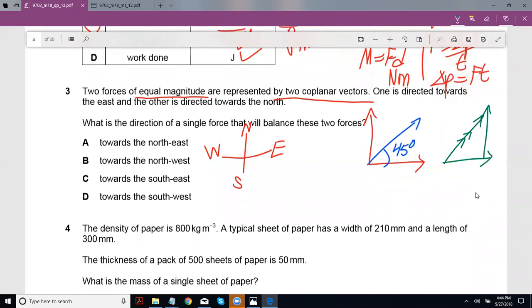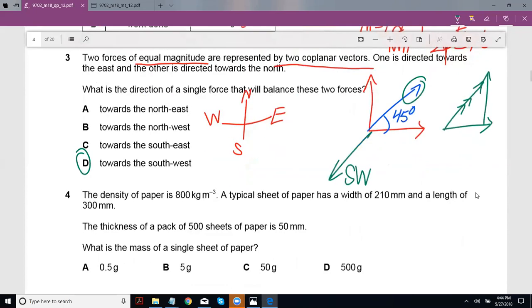What is the direction of a single force that will balance these two forces? So you just have to balance the resultant or cancel out the resultant. So you have to act in the opposite direction to the resultant, which is basically southwest. You're good to go.